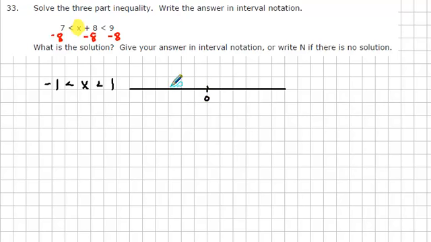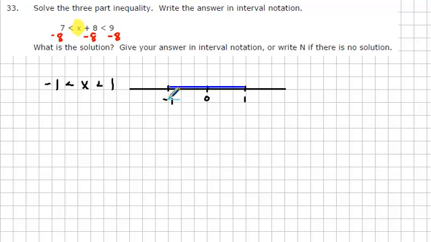We have 0, negative 1, and 1. The numbers that are between negative 1 and 1 are the solutions to this inequality. So I'll go ahead and illustrate those in blue. We want to find the numbers between negative 1 and 1.